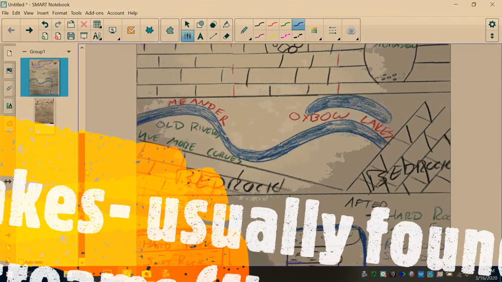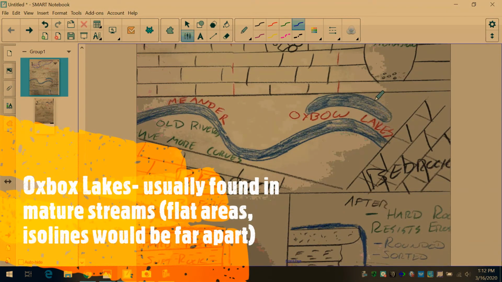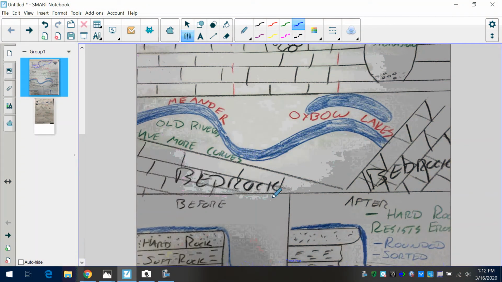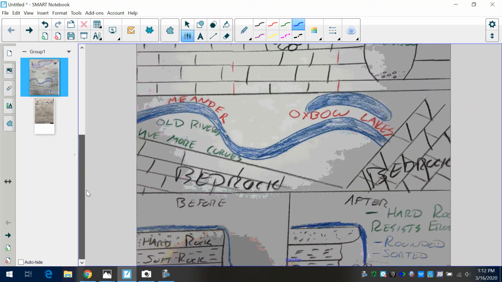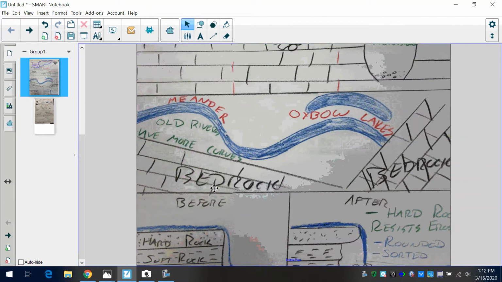Meanders, we kind of mentioned, but we didn't talk about the Oxbow Lake. So this stream used to flow through here, but then eventually the stream will try to take a straighter path towards the ocean, and when it cuts through and cuts it off, that lake left behind is an Oxbow Lake.